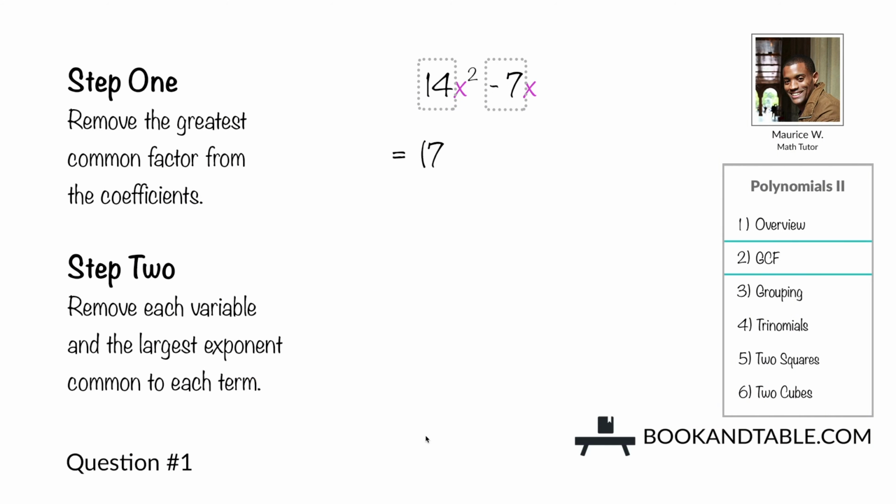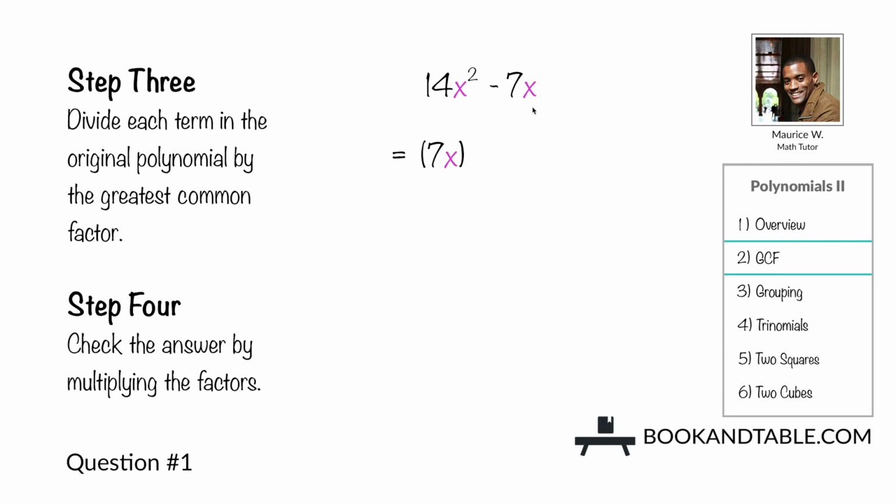Question number 1, we wanted to factor 14x squared minus 7x by removing the greatest common factor. Step 1, remove the greatest common factor from the coefficients. And we have 14 and negative 7. Common factor is 7. We then take a look at our variable, x squared and x. We remove each variable and the largest exponent common to each term. X, the largest exponent common to each is 1. We have 1x here. We have 2x's here. 1 is common to both. So 7x is the greatest common factor of 14x squared minus 7x.